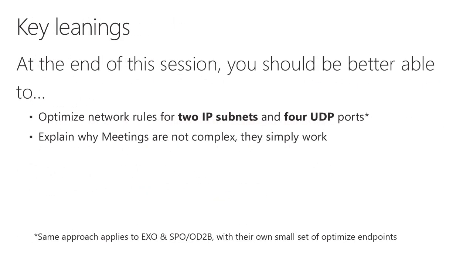At the end of this session, you should have learned two things. Meetings aren't complex anymore. They will simply work. There's not much preparation you actually would need to do. If you want to optimize for more optimal media connectivity, it's as simple as implementing a rule for 2 IP subnets and 40 UDP ports when it comes to Teams. Exchange Online and Skype for Business have their own set of small optimization rules following the same concept. In this session, I'll be focusing primarily on Teams.